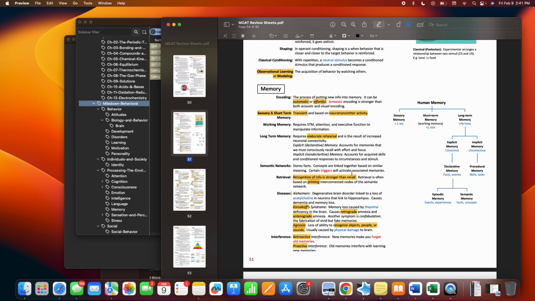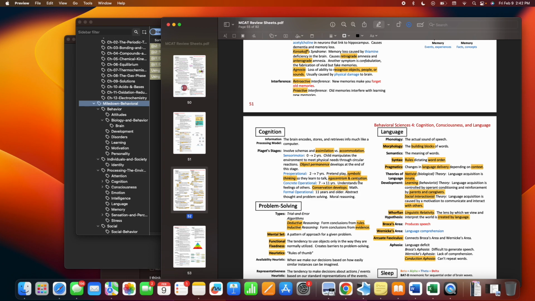So we know that semantic meaning is the most powerful compared to acoustic or visual encoding. Then certain triggers will activate associated memories. Then we have retrieval. Recognition of information is stronger than recall. So that's interesting, something that we need to tell ourselves constantly: the recognition of information is stronger than recall.